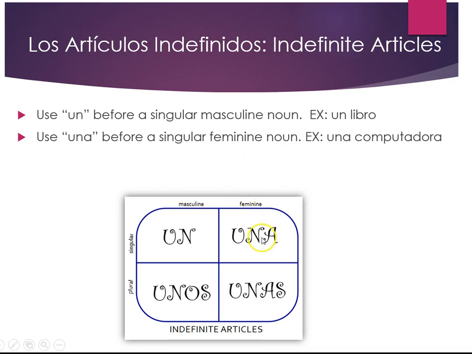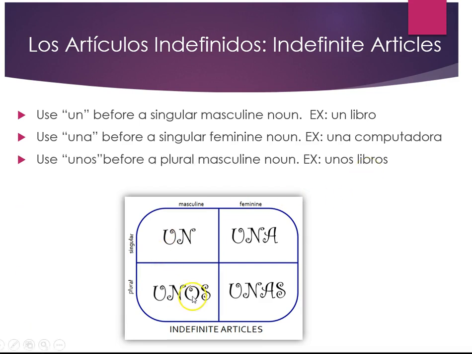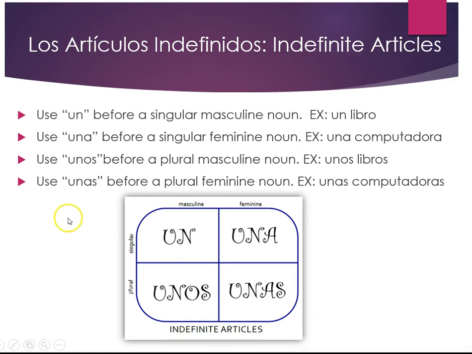Una, let's see. So una would be feminine and singular. So it would be una computadora, so one computer or a computer. It means the same thing. Unos, let's look here. We've got plural, masculine: unos libros, some books. And the last one, unas. So we look here: feminine, plural. We have unas computadoras, some computers. We have one computer, we have some computers.